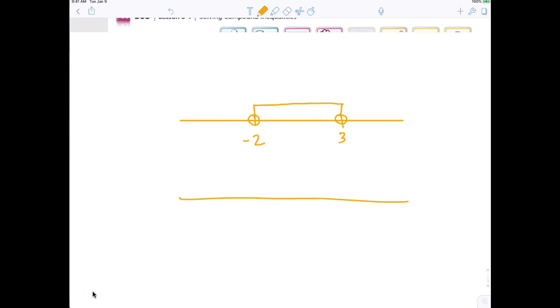Now, if I say I am less than negative 2 or I am greater than 3, that's the way it would look. Can I be both less than negative 2 and greater than 3? That's not possible. I have to be one or the other. I can't be in both positions. For the original problem, can I be in both positions? Yes. I can be less than 3 and greater than negative 2. That's why it's an "and" statement. "And" means it works for both. "Or" means it works for one or the other.